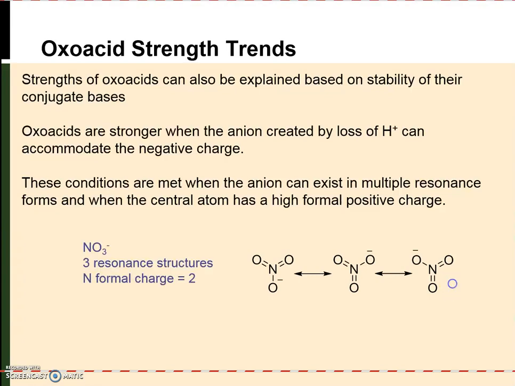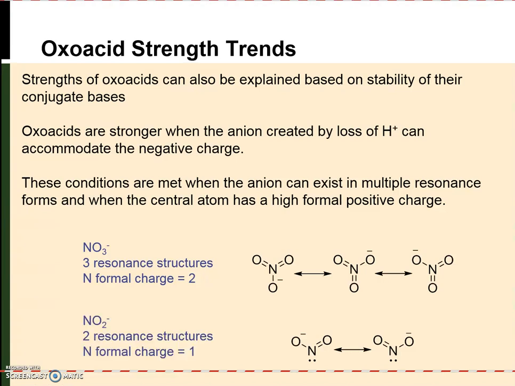And so for nitric acid, the nitrate ion that forms has three resonance structures and a formal charge on the nitrogen of 2. Now if we instead consider the nitrite anion that forms from nitrous acid reacting as an acid, this also has multiple resonance structures, but in this case there are only two different resonance structures, and so there's slightly less delocalization because there are fewer ways to delocalize the charge. And additionally, the formal charge on nitrite is 1 for the nitrogen atom, and so that's going to stabilize the negative charge less than in nitrate, which has a formal charge of 2 on the nitrogen.